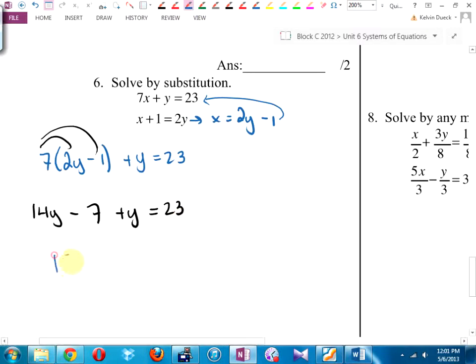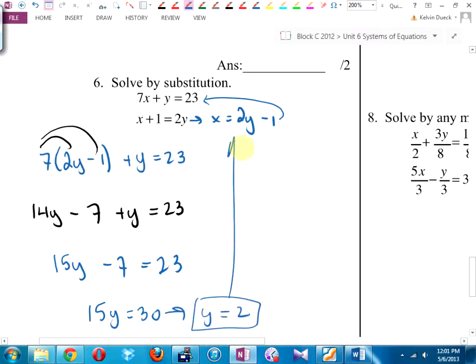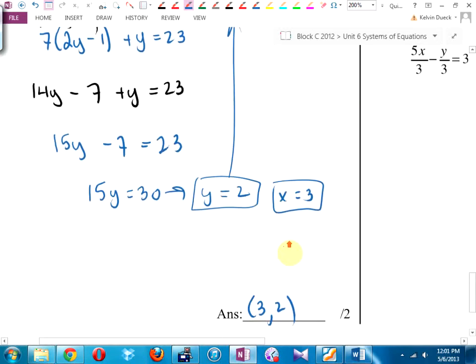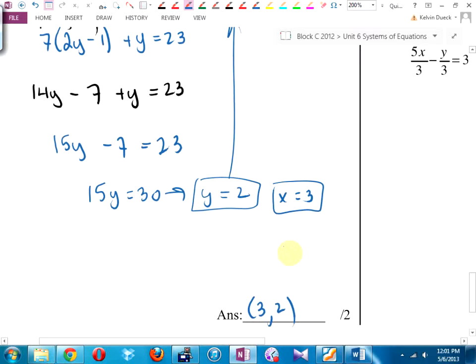I think you'll get 15y minus 7 equals 23, plus 7 to both sides. You'll get 15y equals 30, y equals 2, and then x equals 2 times 2 minus 1. X equals 3. Is that what it was? 3 comma 2? I hope. Is that okay? Was I right? Sloppy mistake? Yeah. Your method was fine because I glanced at yours when I was going through the room. Any others?